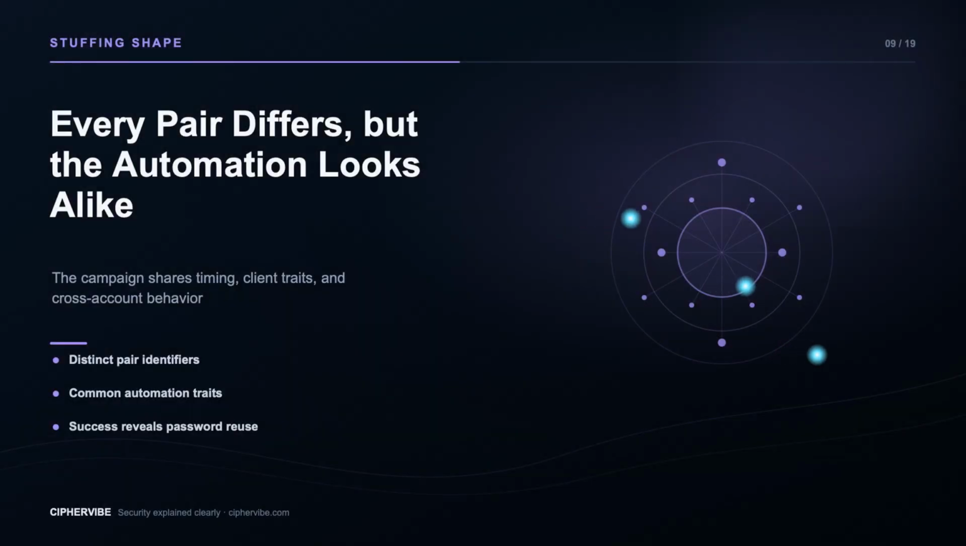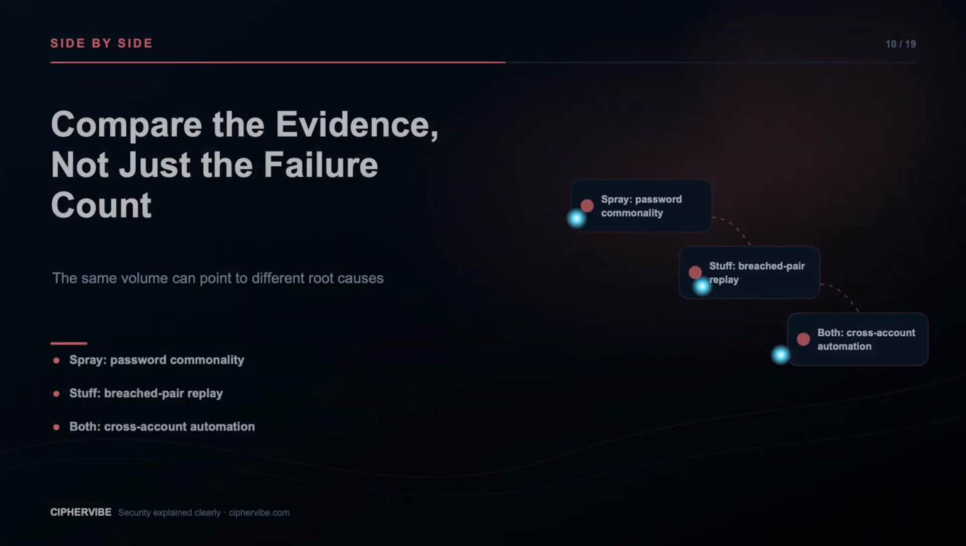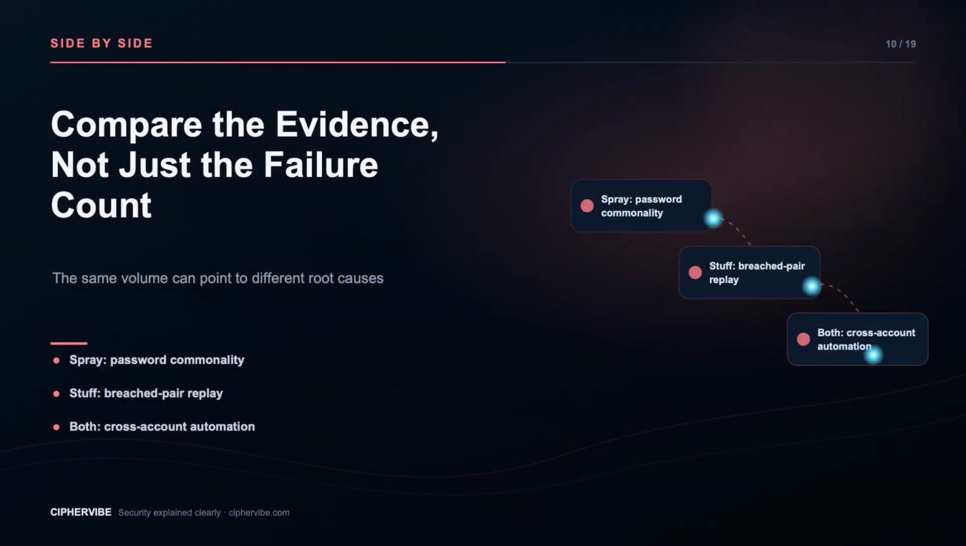In the stuffing lane, the pair identifiers differ. The repeated signal moves to timing, client behavior, network context, and request sequence. Most pairs fail, but one predetermined pair succeeds because the fictional user reused it. That success is the event defenders must not overlook. The two campaigns produce the same total number of events. Spraying shows password commonality across accounts. Stuffing shows pair diversity with shared automation traits and possible success from reuse. Both require cross-account visibility, but only stuffing proves that a credential exposed elsewhere retained value here.